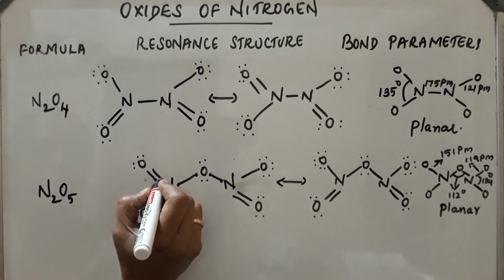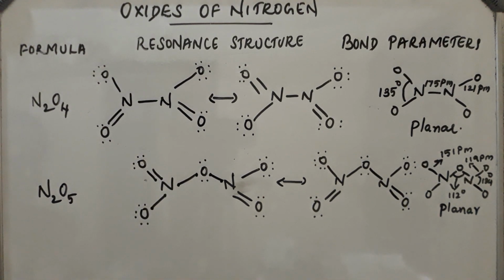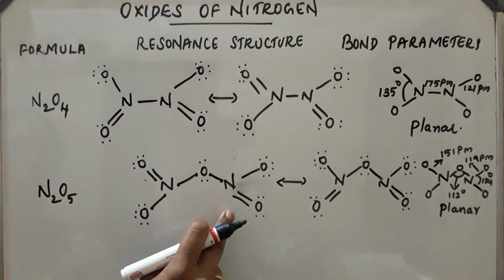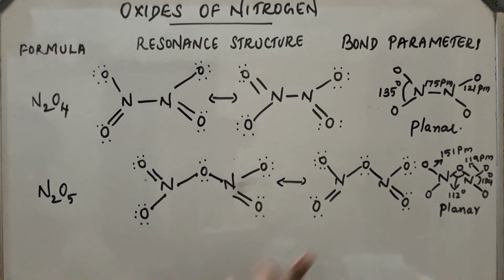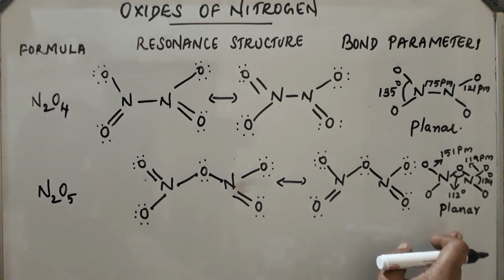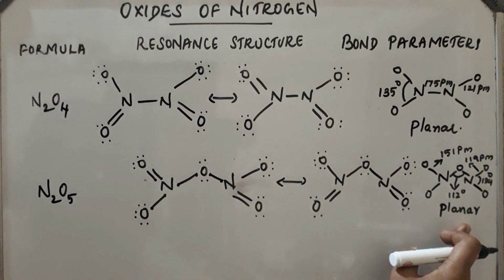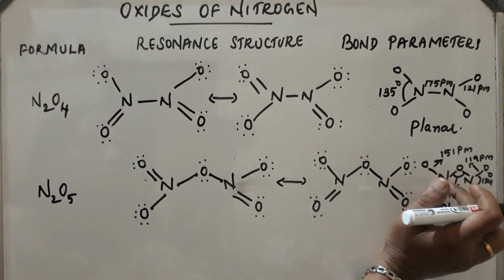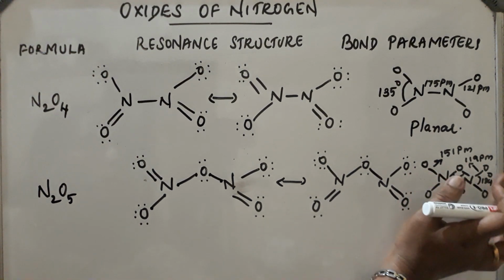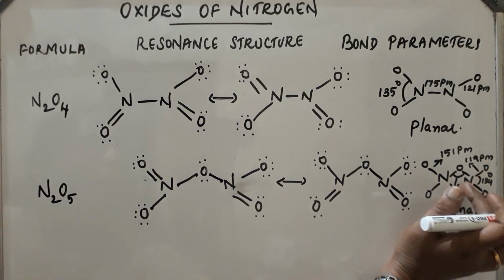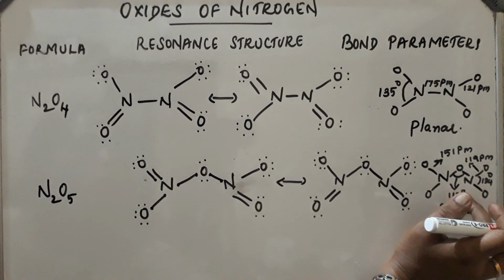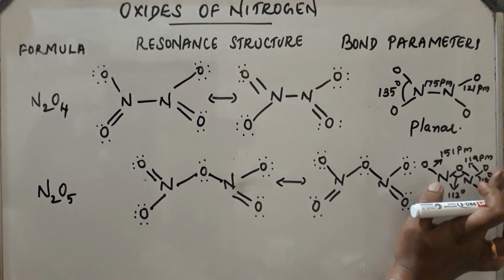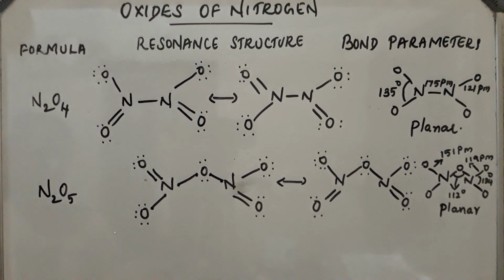Then here nitrogen uses these two here for making double bond. So all the 5 used by this nitrogen. Here this nitrogen also uses all its 5. Similarly here also. Okay, next, the bond parameters: the structure is planar, and see here ONO bond angle is 134 degree, and NON bond angle is 112 degree. Then NO bond length is 151 pm, and this NO bond length is 119 pm.